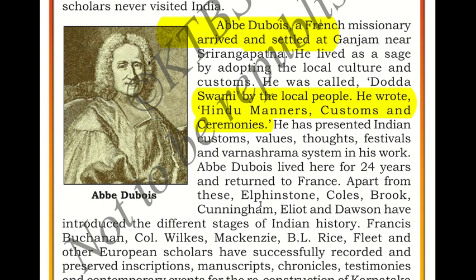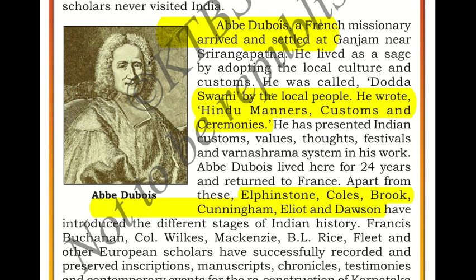Apart from these, Elphinstone, Coles, Brooke, Cunningham, Eliot and Dawson have introduced the different stages of Indian history. So these are the last names of these historians. Usually, it is fairly common to refer to people by their last names.